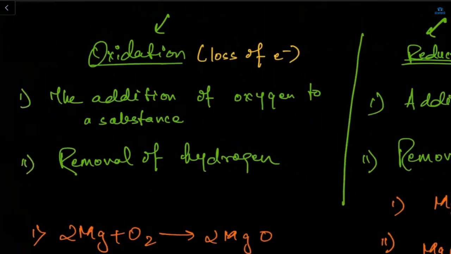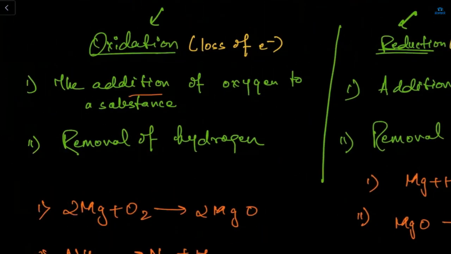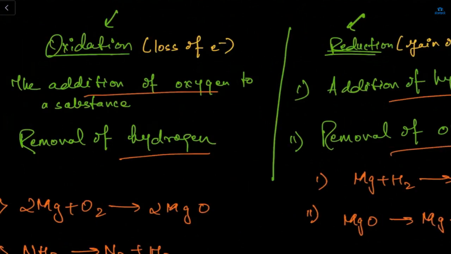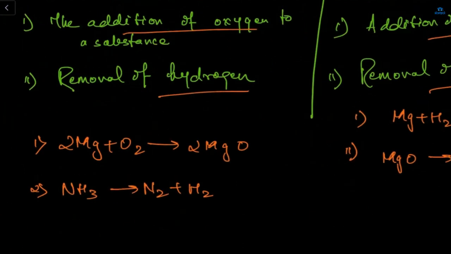Okay. So what is oxidation? Oxidation means the addition of oxygen and the removal of hydrogen. Simple. And reduction means the addition of hydrogen and the removal of oxygen. Just the opposite of oxidation. So here in this example, you can see the addition of oxygen is happening in this process. Mg is getting added with the oxygen, and what is the product? Magnesium oxide.